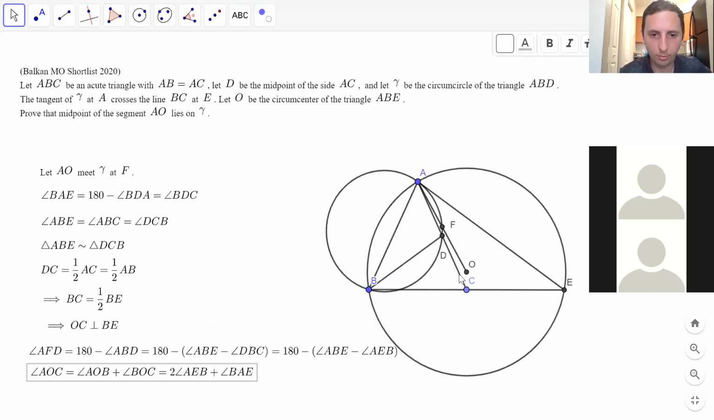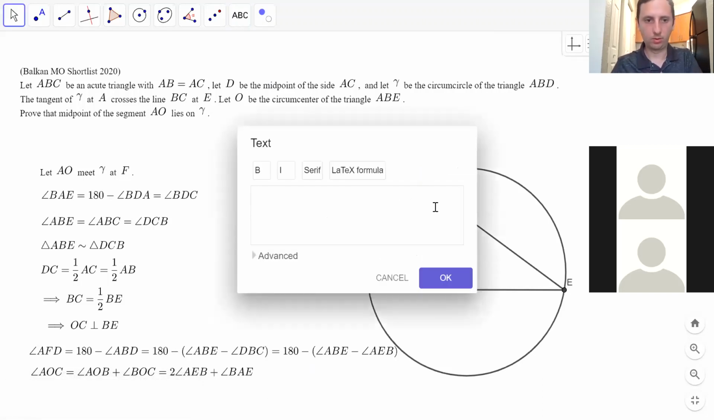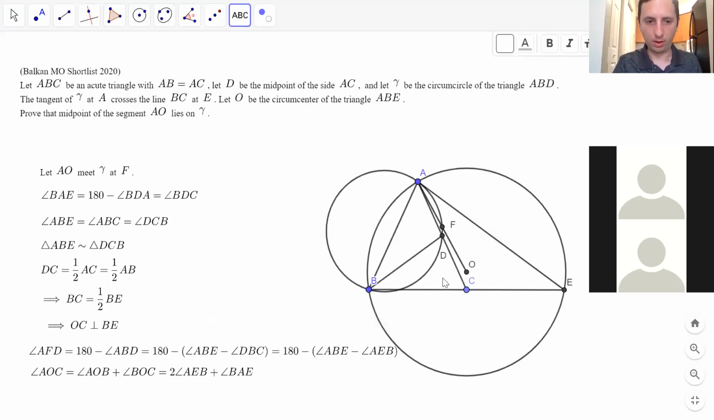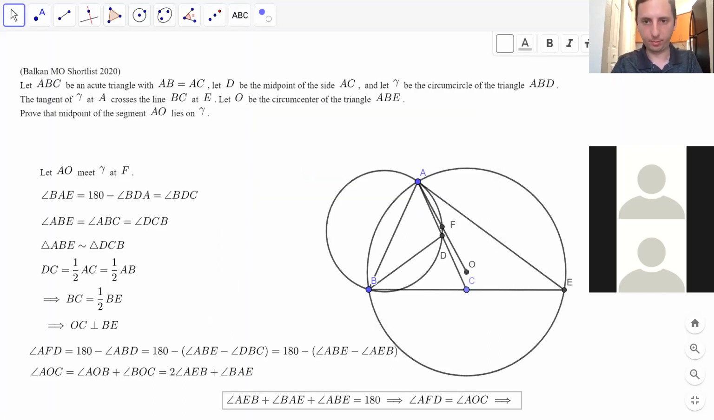And then is it obvious that these two are really the same thing? Yes. Because all three angles add up to 180. So we have angle AEB plus angle BAE plus angle ABE. And then that means that angle AFD equals angle AOC, which means that FD is parallel to OC.